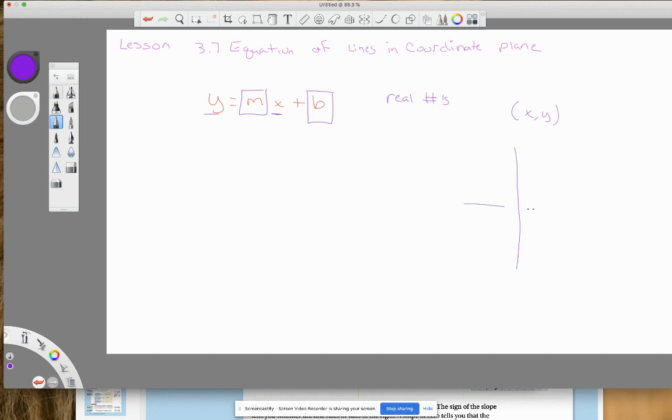And if it's a y-intercept, we know x is always going to be 0, and then you're going to have some y. Therefore, this b is the same thing as the y coordinate of the y-intercept.